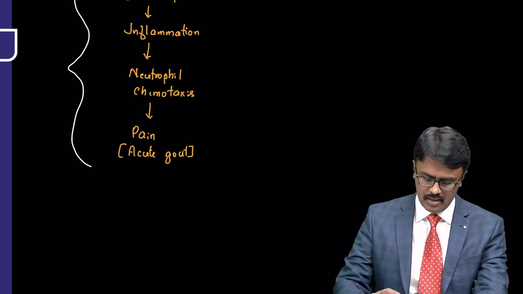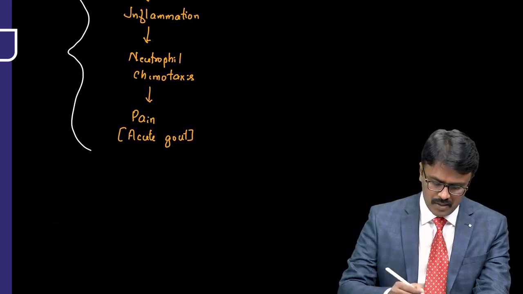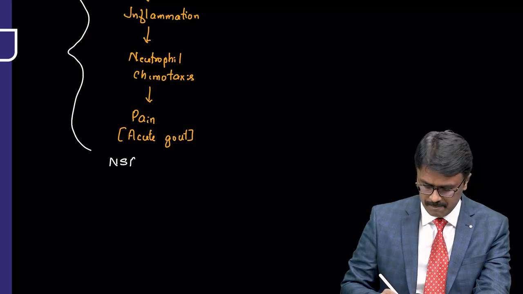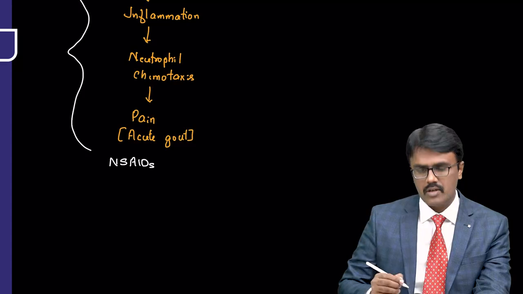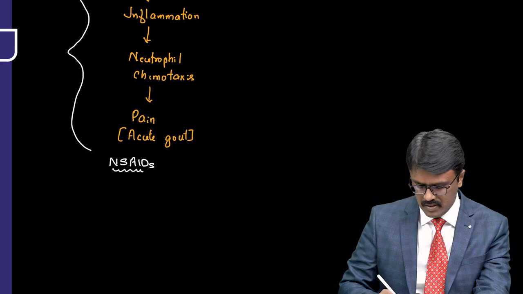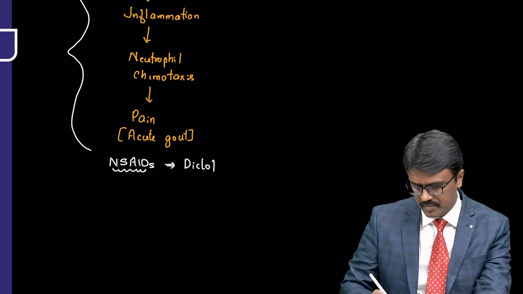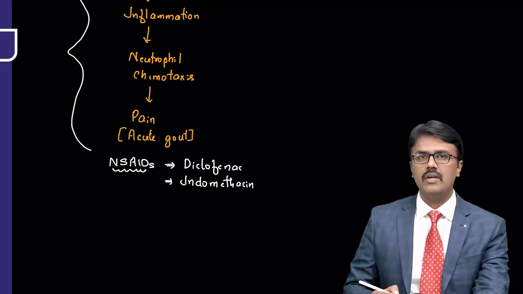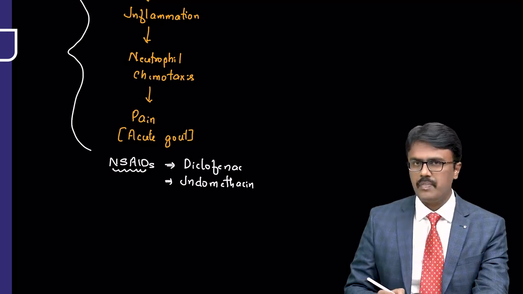So let me tell you what the drugs used for acute gout are. Whenever there is pain, obviously what we use is NSAIDs, non-steroidal anti-inflammatory drugs. The commonly used NSAIDs are diclofenac, then indomethacin. So these drugs are commonly used NSAIDs to take care of the pain.